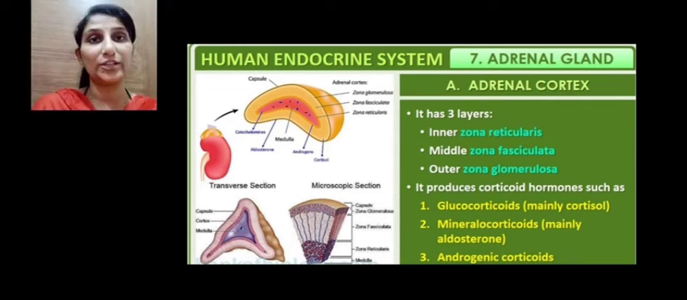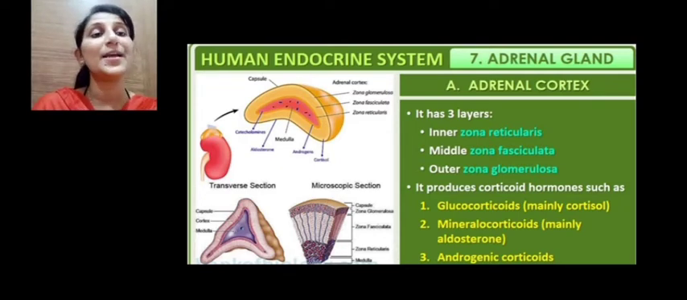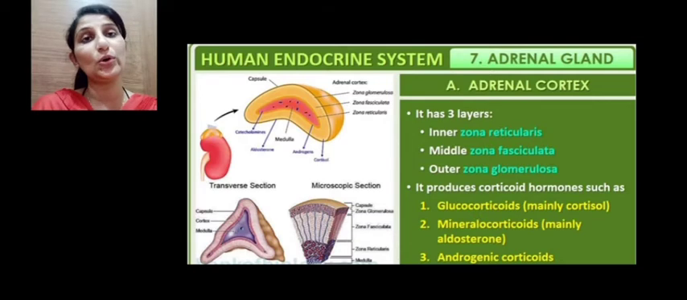The main corticoids are the glucocorticoids and the mineralocorticoids. The glucocorticoids mainly involve the cortisols, and the mineralocorticoids involve the aldosterone. In addition to these corticoids, it also releases another hormone called the androgenic corticoids. So the three types of corticoids are the glucocorticoids, the mineralocorticoids, and the androgenic corticoids.